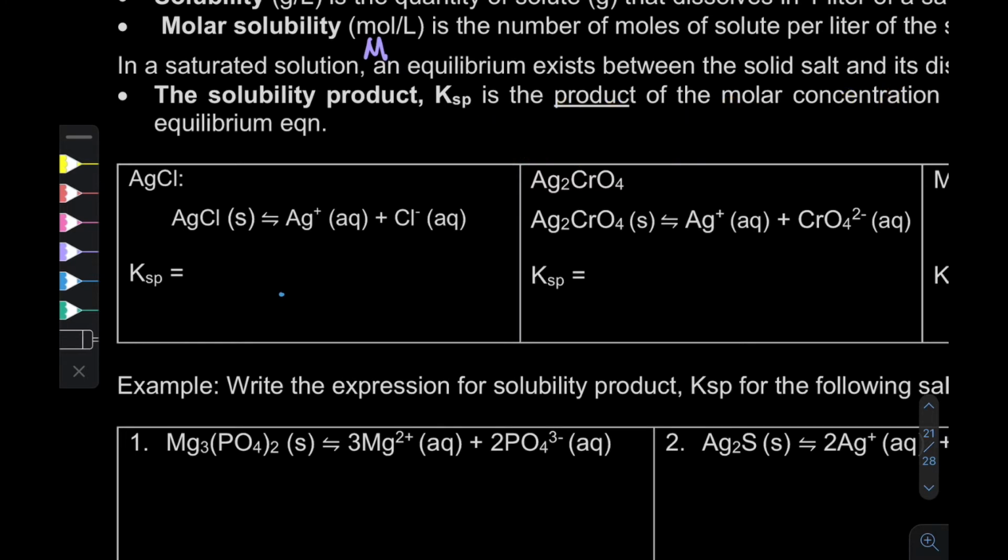So, for example, here is my AgCl. When we write down the equilibrium equation kan, so how to write KSP? Remember, we don't want our solid. So dia adalah product over reactant, but the reactant is not considered. Okay, lepas tu make sure it's balanced. So here 1, 1, 1. So my KSP here would be Ag plus and Cl minus.